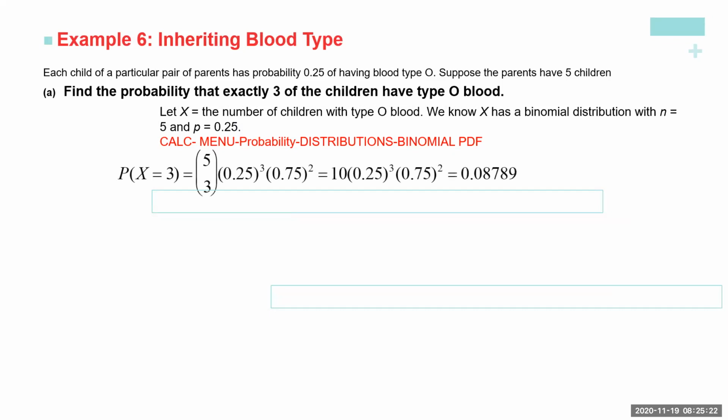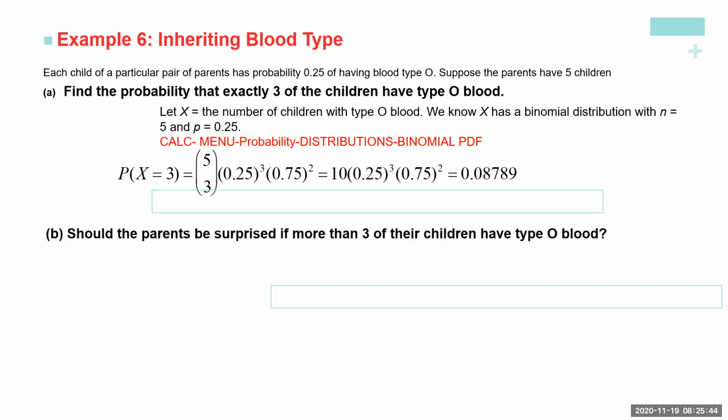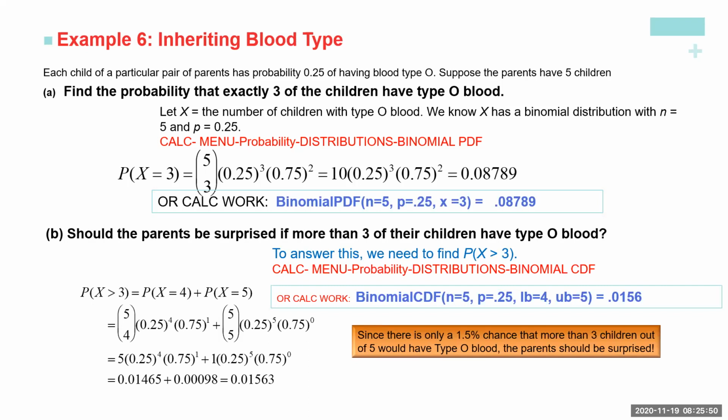So we could use the formula. If we use the formula, we're going to have the probability of type O, 0.25, raised to the number of times we have it, which is 3, times the probability of failure, 0.75, raised to how many failures we're going to have, 2, and multiply that by the combinations of 5 choose 3. But luckily, the calculator does the work for us as long as I show the work. For the AP test, you have to show this step for the calc work.